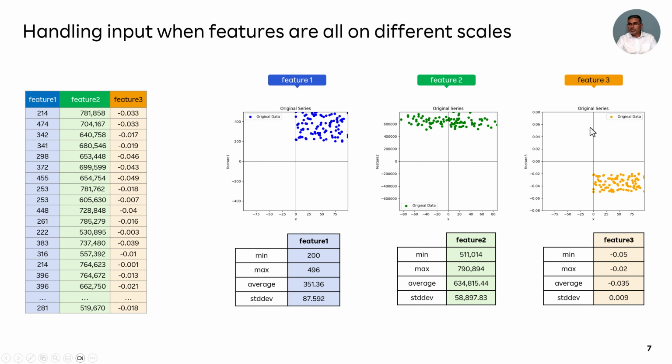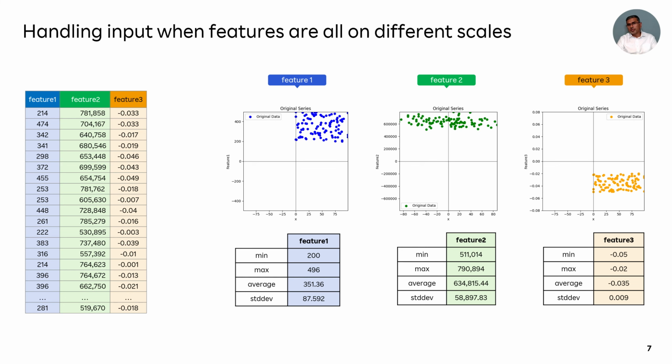Now, if you go to the yellow feature, this falls under the bottom right quadrant. The range of values is between negative 0.05 to a maximum of negative 0.02, averaging out around negative 0.035. Again, here the yellow, both in terms of its distribution and its range, is very different from feature 1 and feature 2. So this is the problem that you're dealing with.